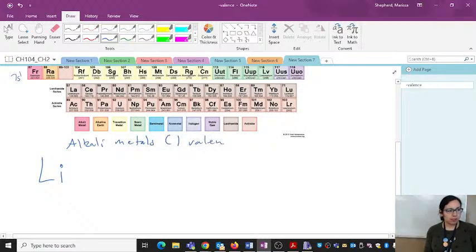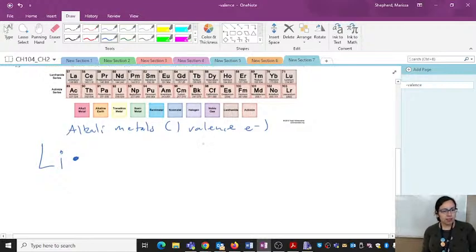One valence electron. And so we can write that just like that, just depict it like that. And in this case, it doesn't really matter what side I put the electron on.